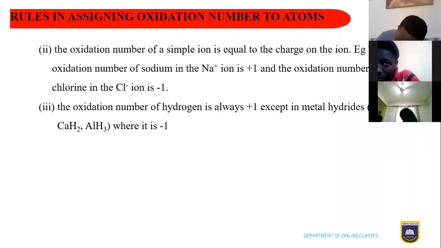A metal hydride means hydrogen combining with a metal. And there's a topic, metals and non-metals, we'll look at that later. But metals are those elements that give out electrons. They form positive ions. So sodium, potassium, lithium, beryllium, aluminium. If you take the periodic table, those elements on the left-hand side are the metals. The ones on the right-hand side are the non-metals.